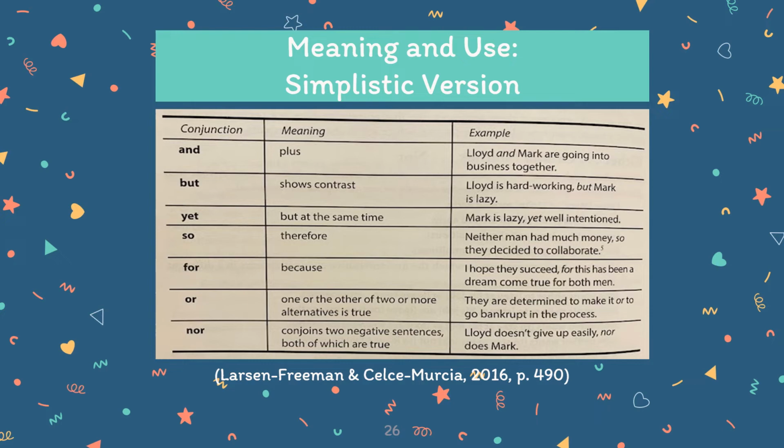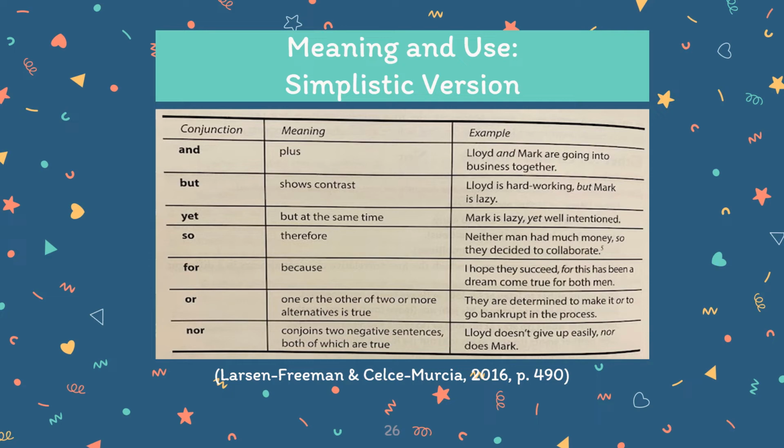The conjunction "and" has the basic meaning of plus. An example: Lloyd and Mark are going into business together. "But" shows contrast. An example is: Lloyd is hardworking, but Mark is lazy. And the conjunction "yet" can mean "but at the same time." Mark is lazy, yet well-intentioned. The conjunction "so" has the general meaning of therefore. Neither man had much money, so they decided to collaborate.